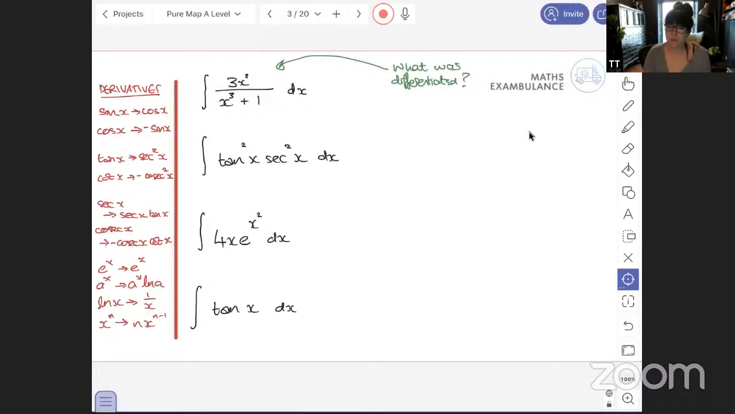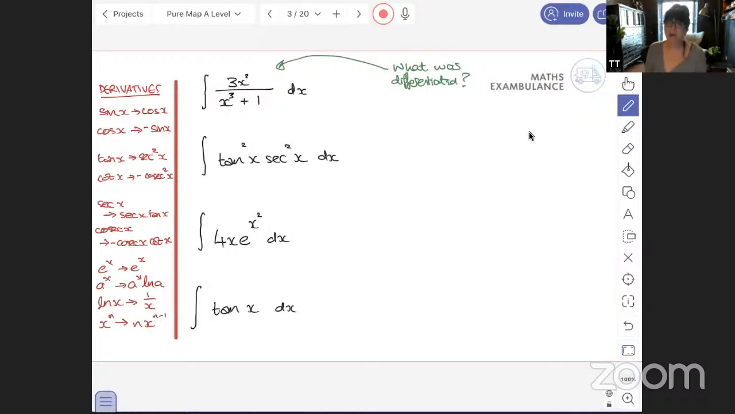Then we move on to this sort of thing. These are all really, really simple if you think in that direction. If you don't think of it as integrating, always think of it as differentiating, then these are fairly straightforward. None of these require any work. I'll show you what I mean.